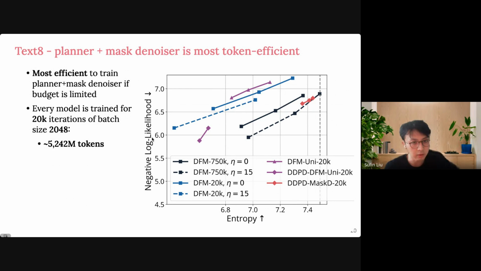Here we try to think about which method is most token efficient for training if we don't have enough budget for training. It turns out if you train the planner and the mask denoiser separately, in this case every model is only trained for 20K iterations, combining this planner with a mask denoiser gives you performance that matches those that are overtrained for the mask diffusion models with random remasking. So this really shows that training the self-critic planner and denoiser separately gives you a really large performance gap over simply training a single denoiser or a holistic denoiser.